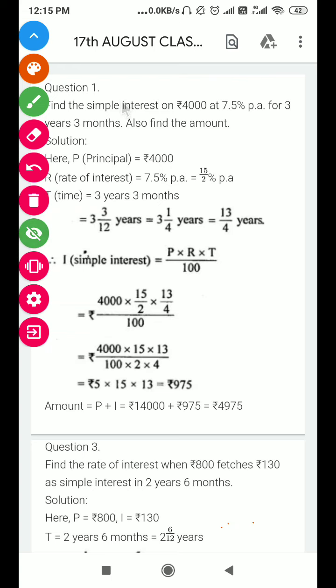Hello students, today we will discuss our next exercise 8.1. This is simple interest. So what is simple interest? Suppose you put some money in your bank, after some time you will see that the money has increased.